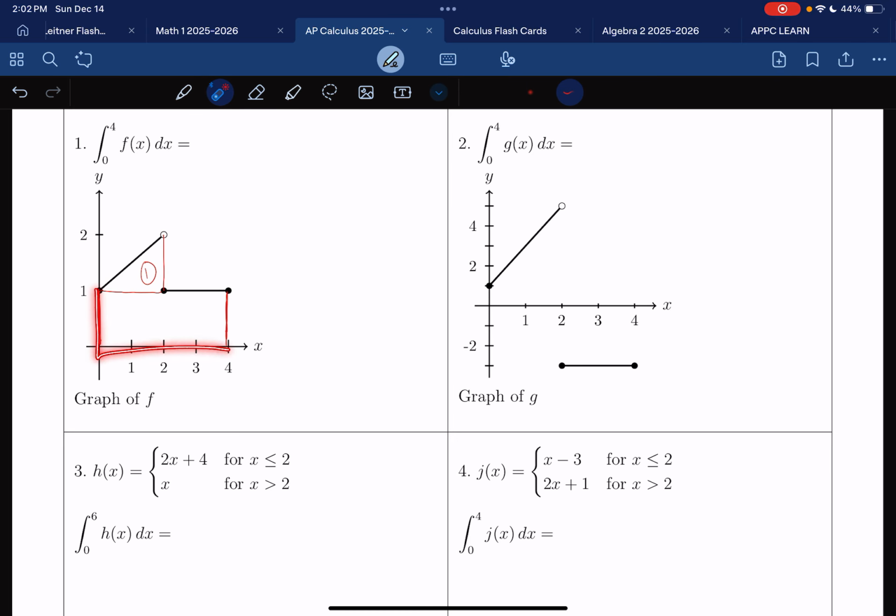This rectangle down here is 4 by 1. 4 times 1 is 4. Adding 1 plus 4 gives us an area of 5.